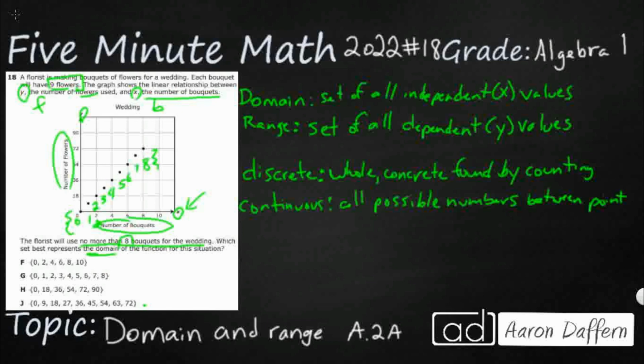So F is decent, but it's missing the odd numbers. It's just picking up what's on the graph. G, that is our answer. And then H and J, those pick up the range. And we don't need the range, we're looking for the domain. So the answer is G.